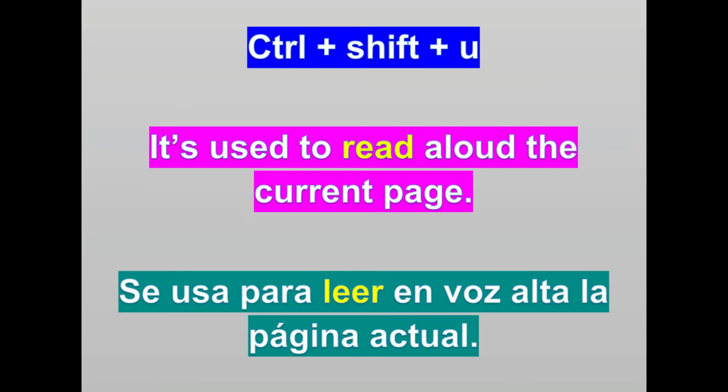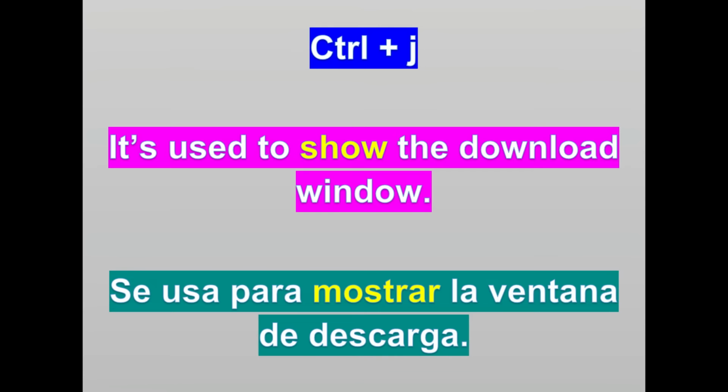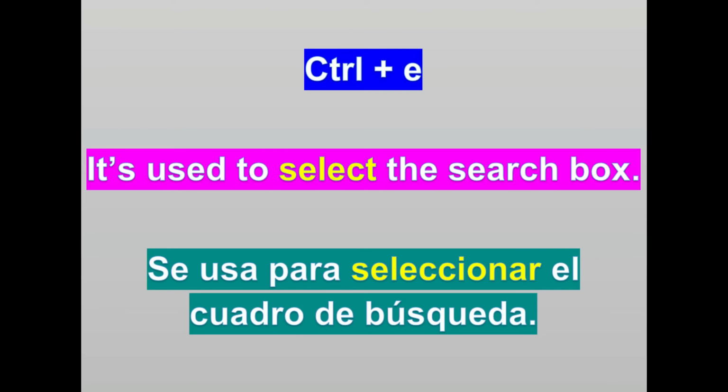Ctrl plus Shift plus U is used to read aloud the current page. Ctrl plus H is used to open the history page. Ctrl plus J is used to show the download window. Ctrl plus E is used to select the search box.